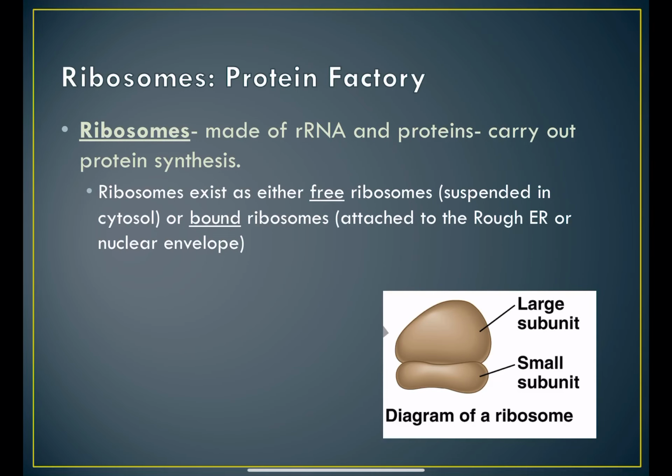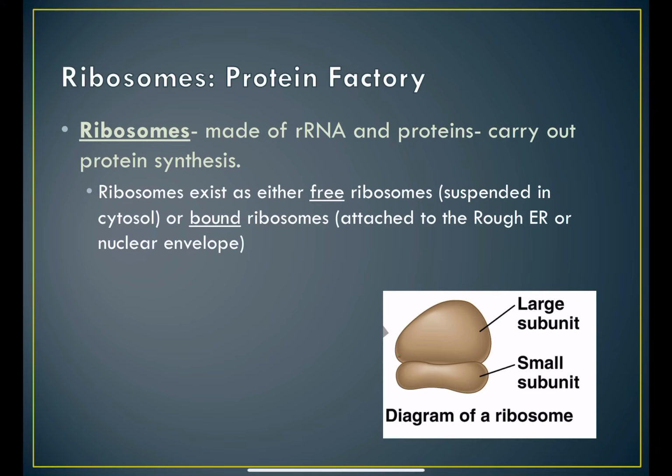So, ribosomes. We've talked about ribosomes. You're going to be sick of ribosomes because they do everything. They're like so important, because they make proteins, and proteins do everything. They're so important. So think of proteins, think of ribosomes. So ribosomes are made up of rRNA and proteins, and they carry out protein synthesis. That's where proteins are made.